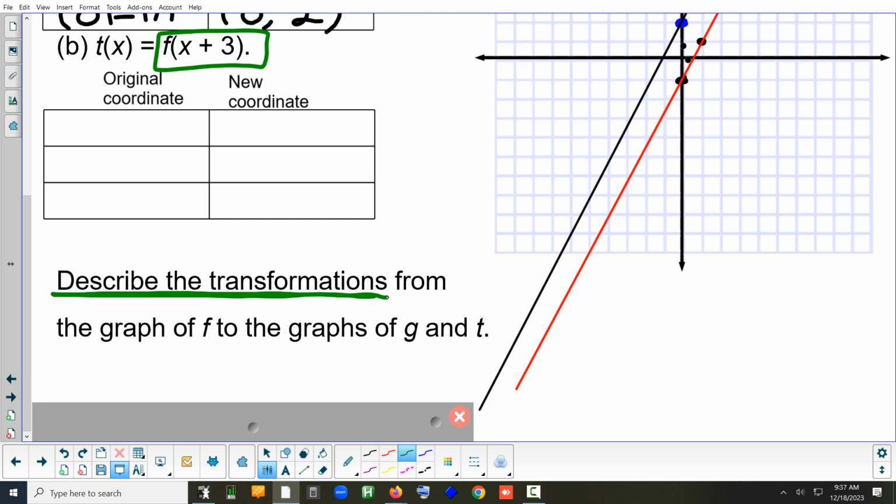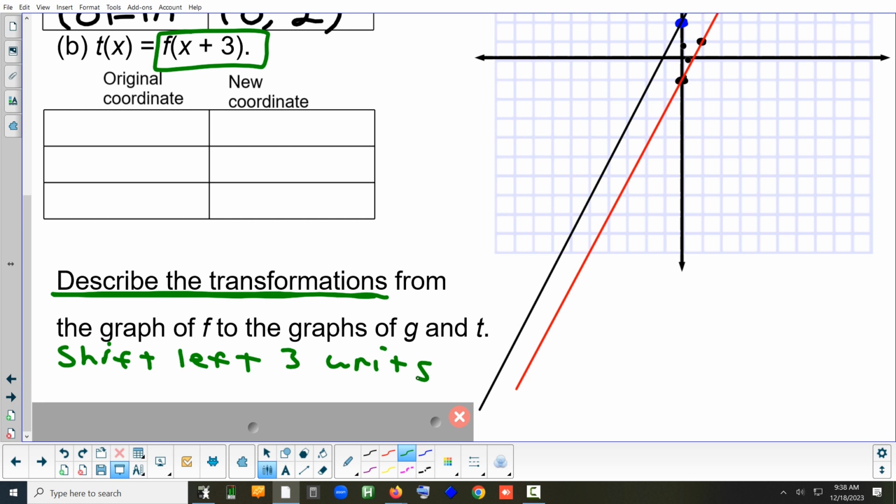You would translate it. So go to row 6 on your table. And then under how to describe it, what does it say? Row 6. Shift left. Shift left, and then how many left in this case? 3 units. That's the how to describe it.